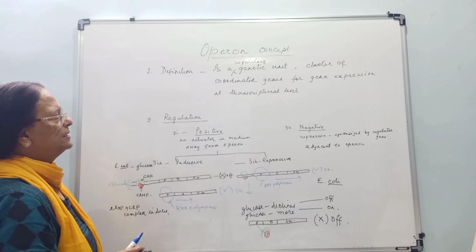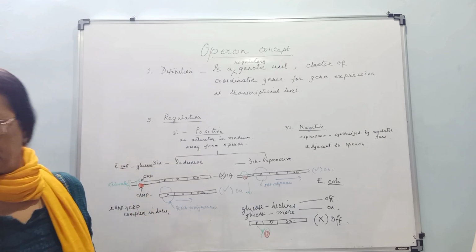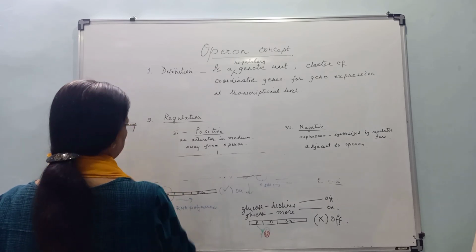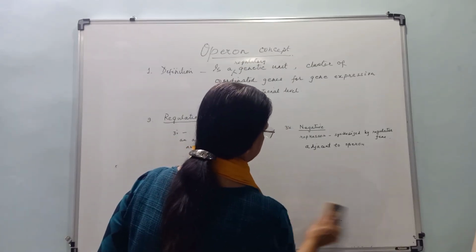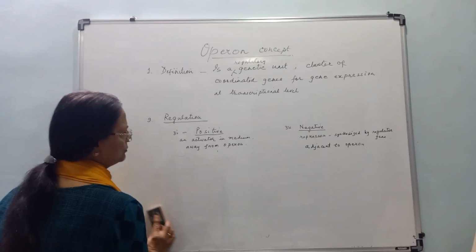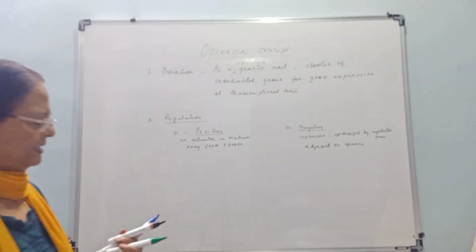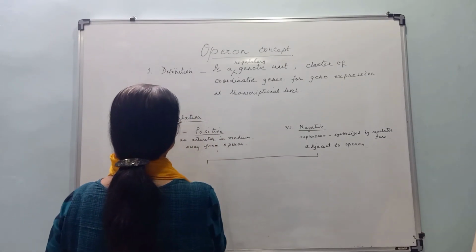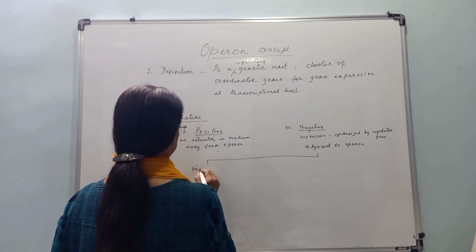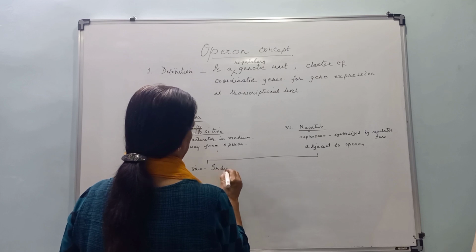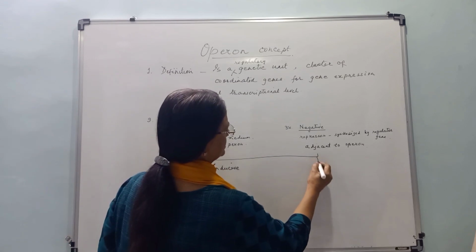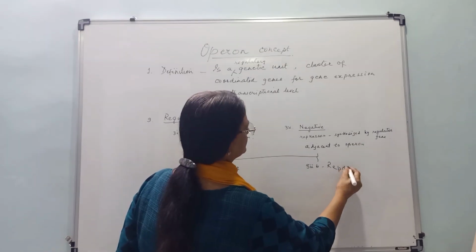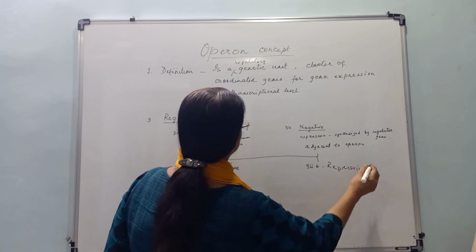In the negative type of regulation, the negative type of regulation is also of two types. One is the inducive and the other is the repressive. This is found in lac operon, when the E. coli is taking lactose. Negative repressive and negative inducive.